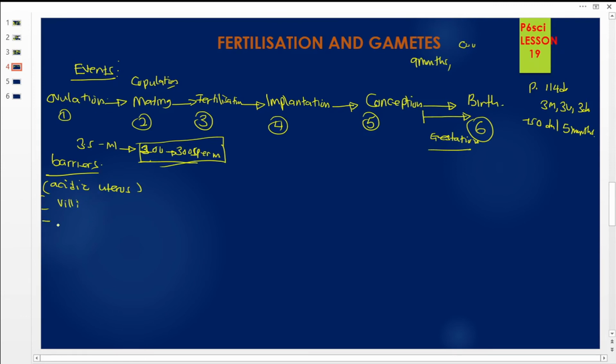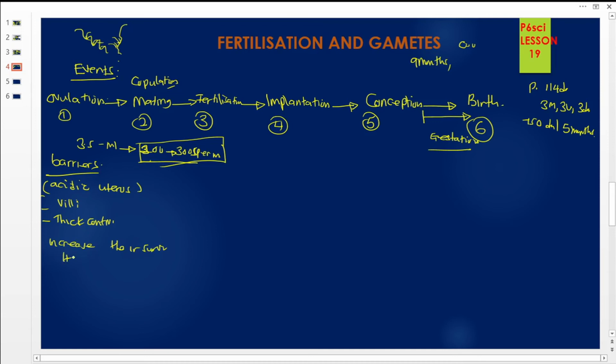Then another challenge is the thick contraction of the uterus walls. Remember, we said this endometrium is too thick and it is contracting. As it is contracting, they are going to be locked up within these bulges here. Thus, they are going to die. So that's why the sperms have to be very many, in order to increase their chances of survival.